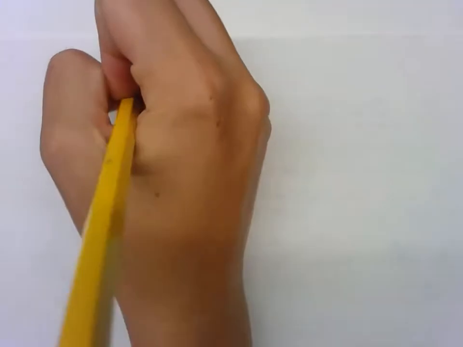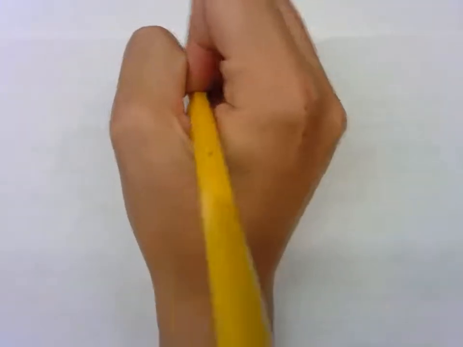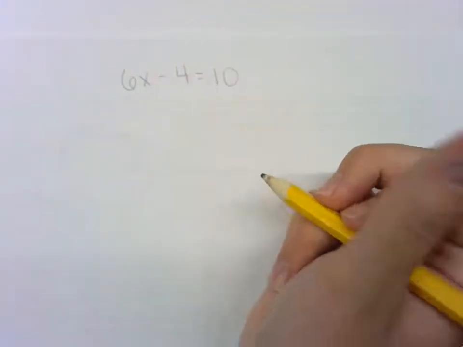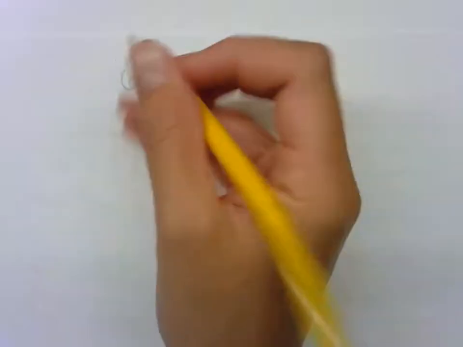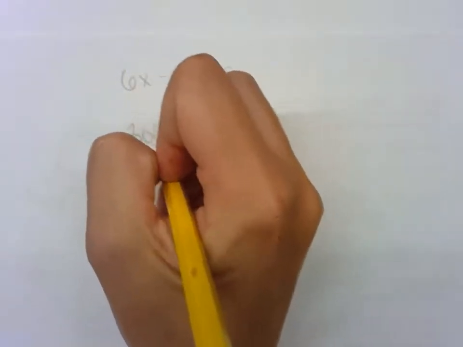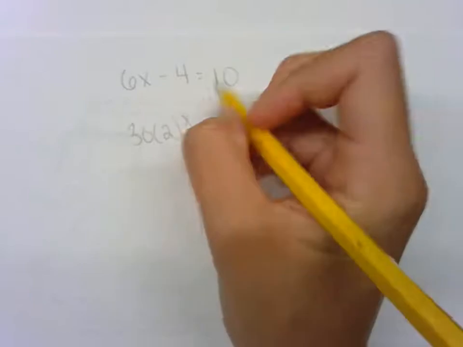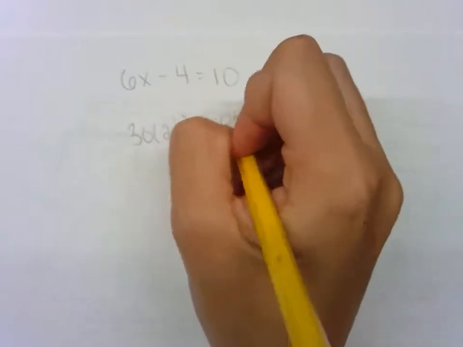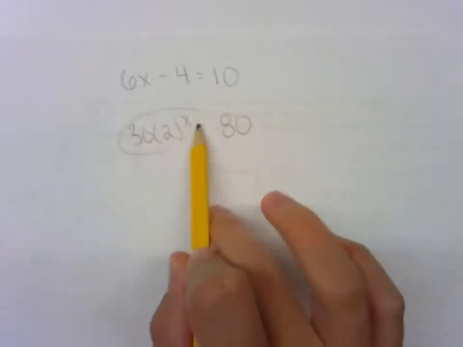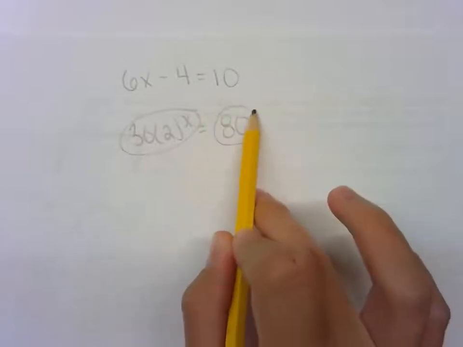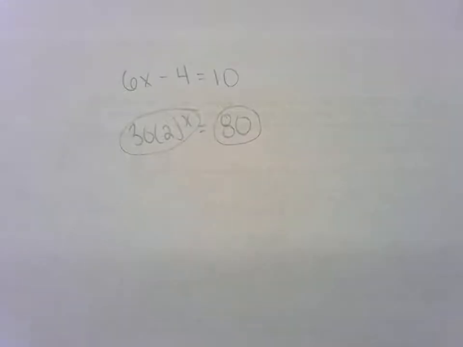So again, something like a linear equation would be 6x minus 4 equals 10. Okay, you know how to solve that. Add 4, divide by 6. For exponential equations, we briefly looked at how to solve these. What we would do, we would graph in our calculator this side of the equation, graph this side of the equation, and then find the intersection point.